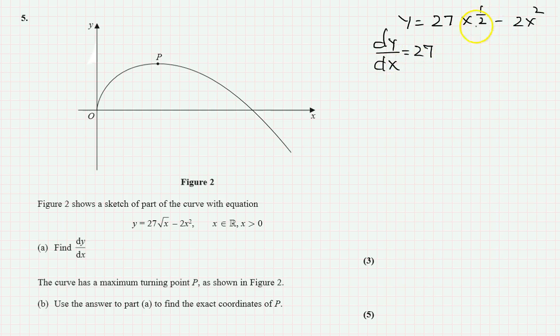27, x to the power 1 over 2. We reduce the power by 1. So 1 over 2 minus 1, and multiply by the same number. Minus 2. x square will become 2 x to the power 2 minus 1, that is 1. So it will become 27 over 2 x to the power minus half, minus 4x.